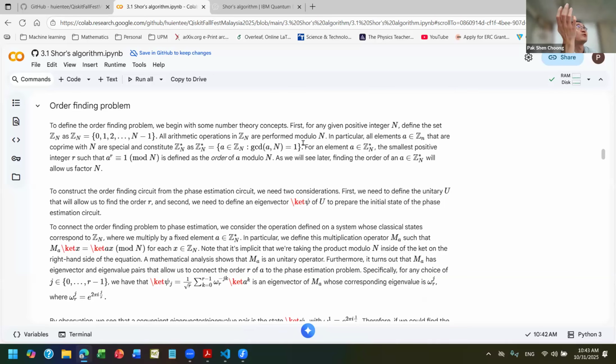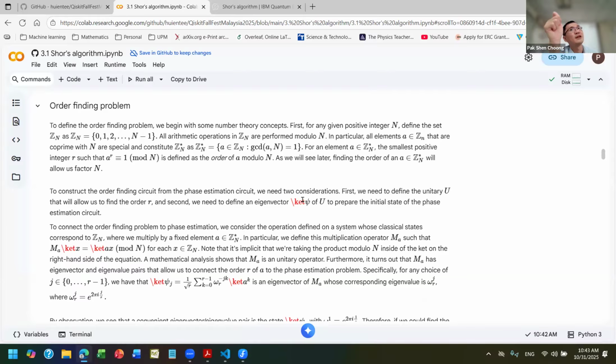So it will be 2, 4, 7, 8, 11, 13, and 14. So you can pick any number, but in this particular example, they use a equals to 2. And they want to factorize 15. So the first step is to identify your first unitary, U2 to the power of 0.